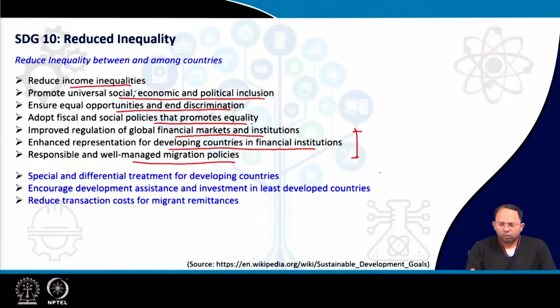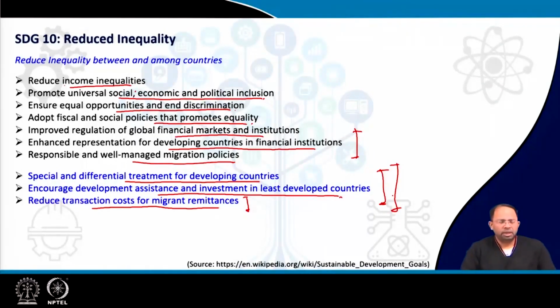So the others are mostly in regards to developing and developed countries. For example, reducing transaction costs for migrant remittances. This is particularly important when people from developing countries go to developed countries and remit money, so that they are not taxed over there. Then encouraging development assistance and investment in least developed countries, and special and differential treatment for developing countries. So again, these are global goals, global targets.